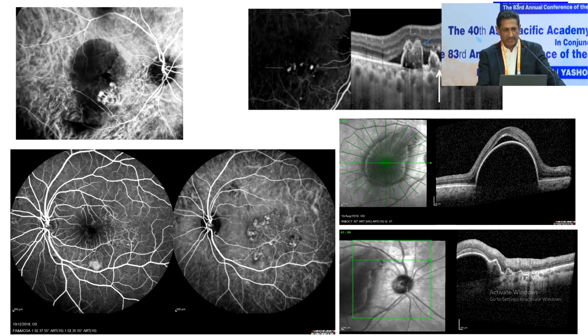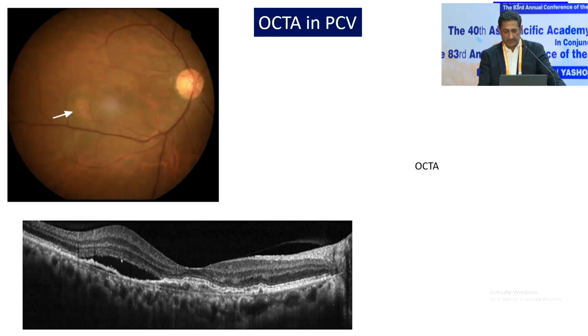So this is one case. You can see on ICG how well you can see the BVN. These are the polypoidal lesions. Here also you can see a big BVN with polypoidal lesions. OCT also is a good way to at least pick up, or you could suspect, that you're dealing with PCV. So you can see there's a large PED, there's a notch here, and this could be a PED harboring the polyp.